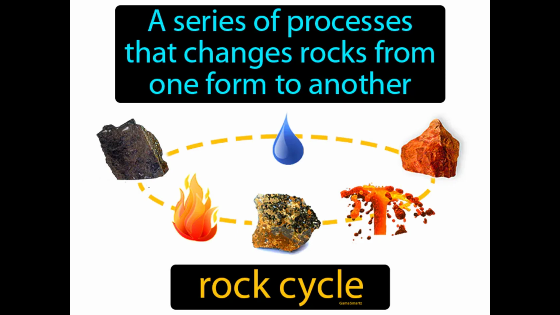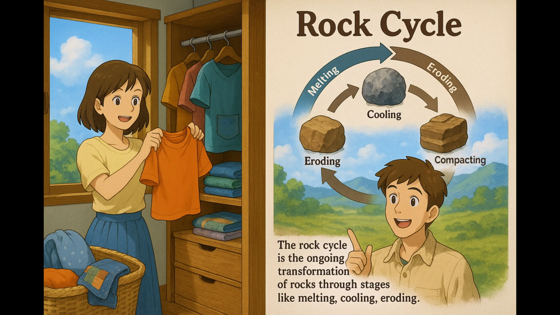A process that changes a rock from one form to another: the rock cycle. The rock cycle is the ongoing transformation of rocks through stages like melting, cooling, eroding, and compacting. Imagine trying to declutter your closet, but every time you reorganize, you find items that can transform into something new, like a shirt becoming a cleaning rag or a jeans pocket turning into a patchwork quilt.